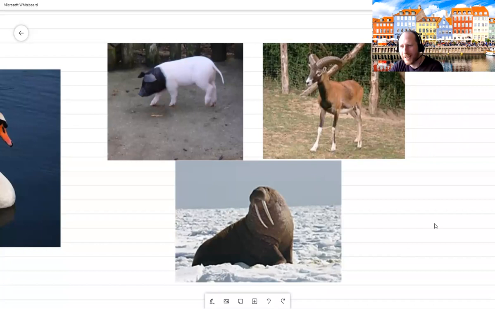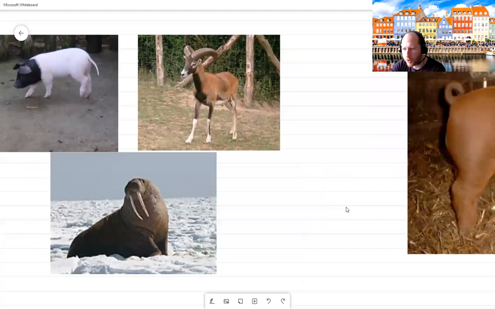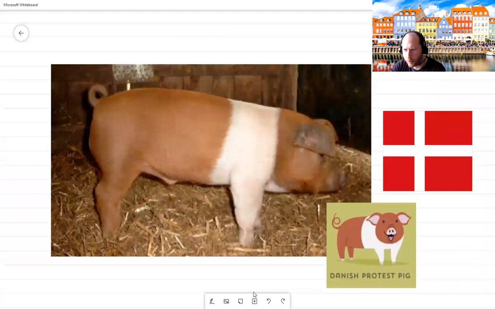Okay. Now, one of the most interesting animals in Denmark is this particular pig. This is the Danish protest pig.